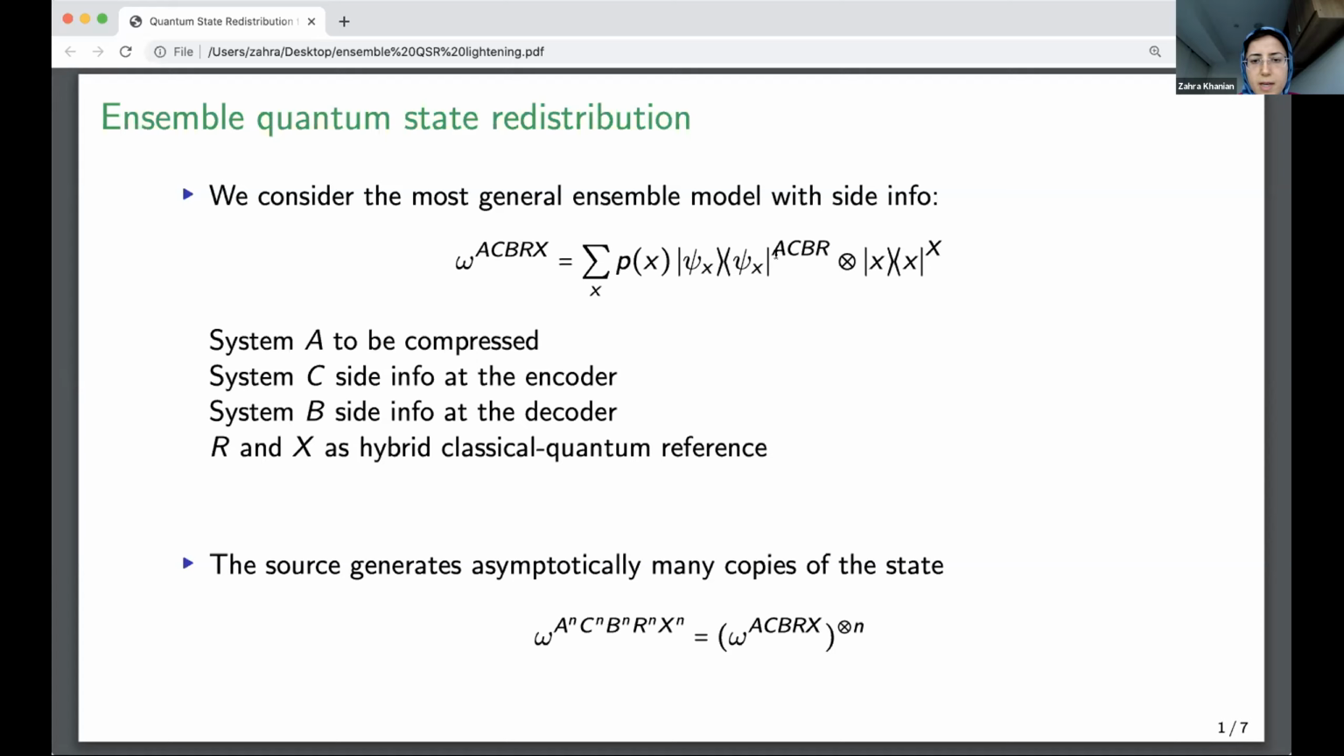Here system A is the system that we want to compress. System C is the side information at the encoder. B is the side information at the decoder. And R and X are the classical quantum reference systems. We consider the asymptotic limit of many copies of this source shared between the parties.